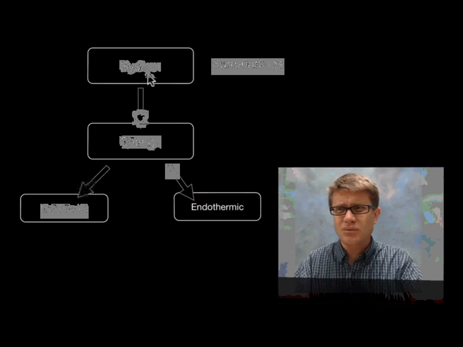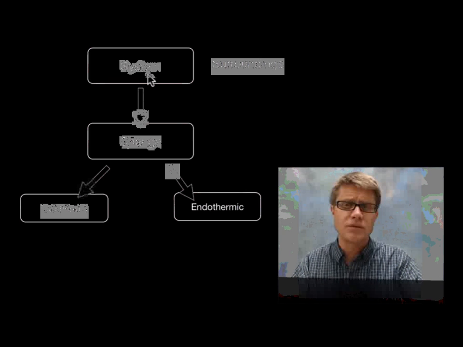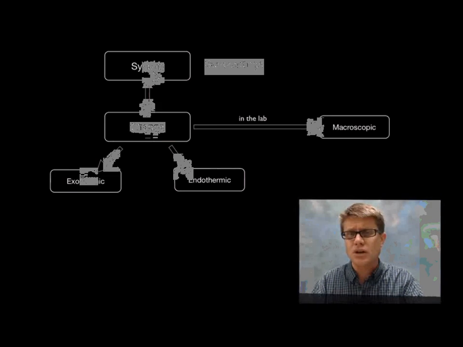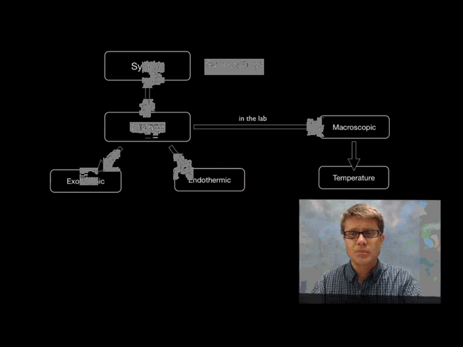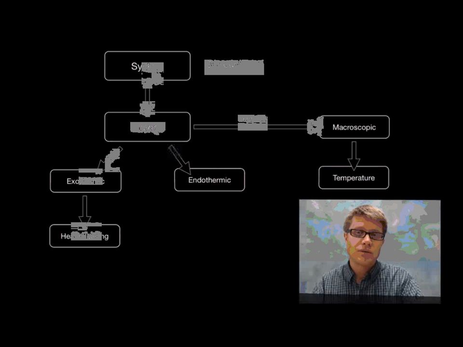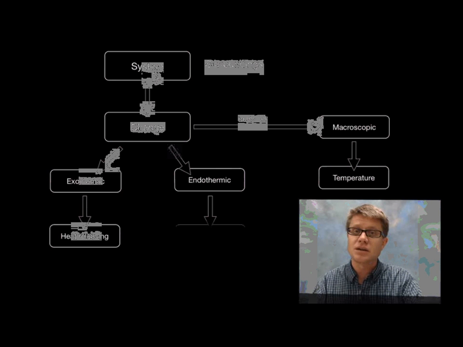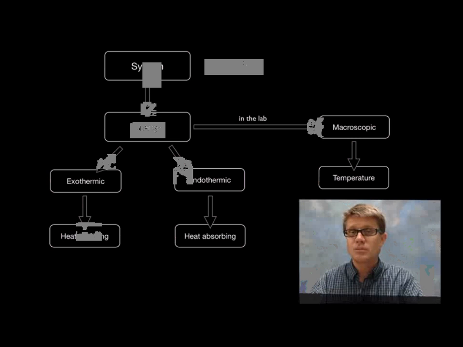Now in the lab, we can't really see at the level of the atoms, and so we have to view it macroscopically. And we do that by simply measuring the temperature change. In an exothermic reaction, we're going to find that heat is being released from that reaction to the surroundings, and in an endothermic reaction, it's actually being absorbed.